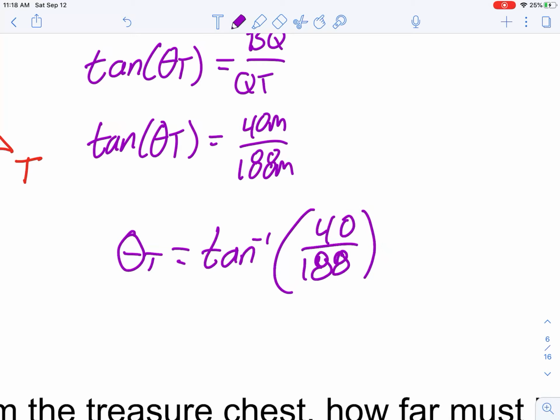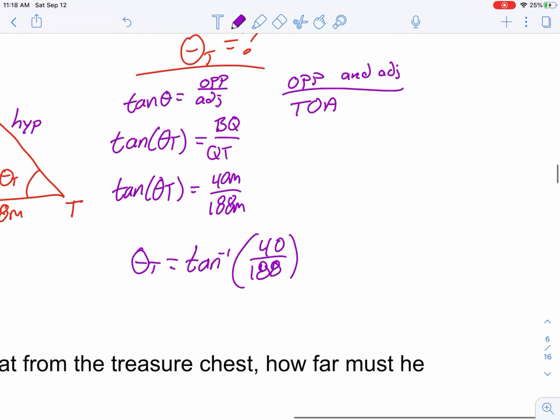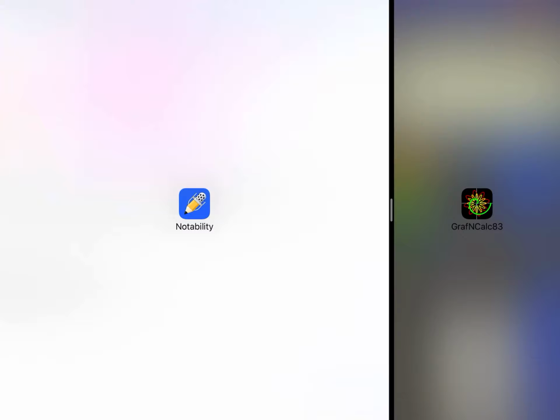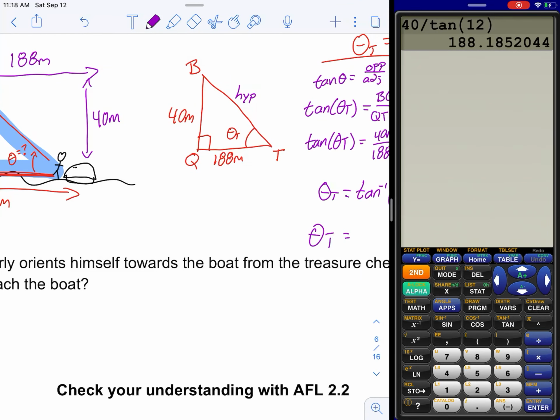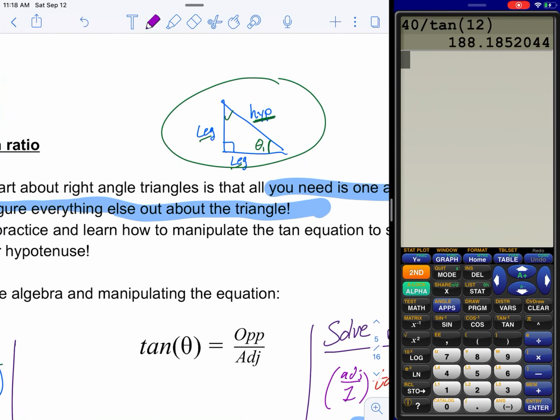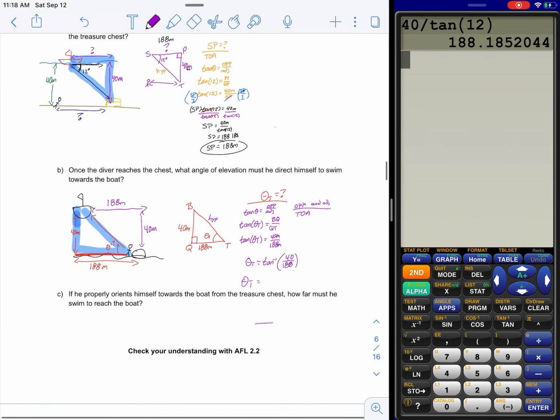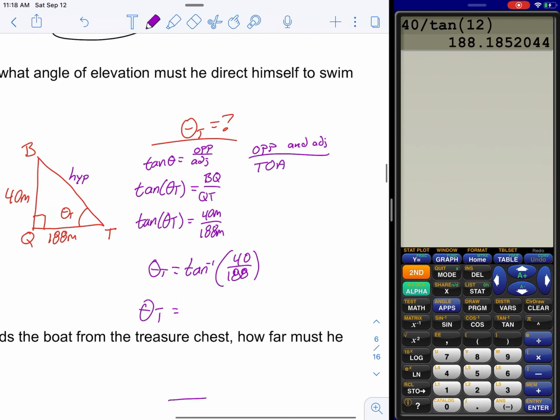So 40 over 188. I'm going to plug the tan ratio into inverse tan, which is going to give me the angle. Okay, remember, you should practice plugging this in your calculator. If we plug this into our calculator, remember, now we have to use inverse tan. The inverse tan is found in the yellow above the tan.